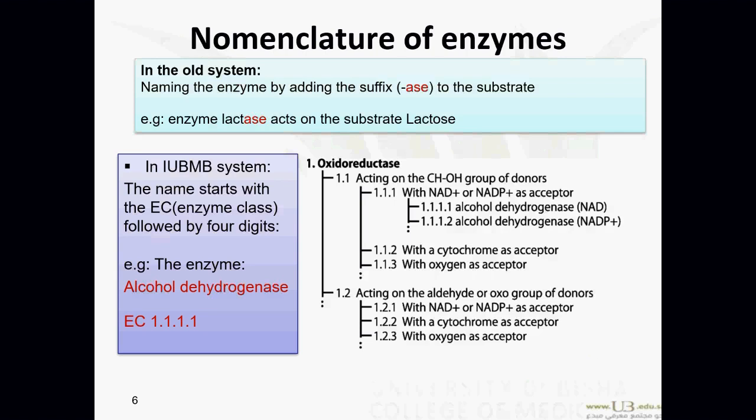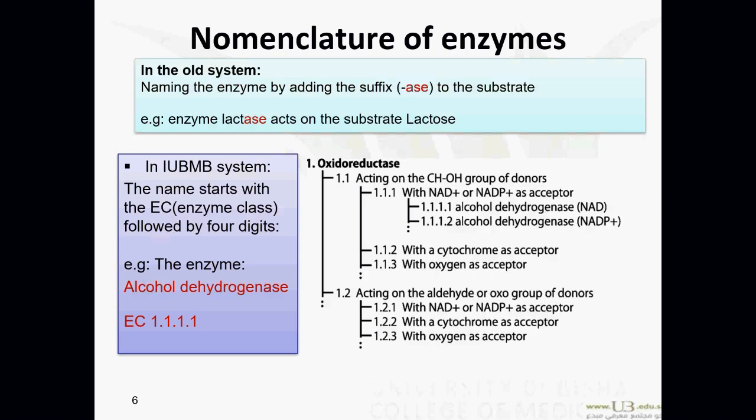So the first one will be for the NAD, the oxidized form, which will be reduced to NADH by accepting the proton of the hydrogen, and this is the alcohol dehydrogenase, which is activated by the NAD. The other type of the alcohol dehydrogenase, where the acceptor is NADPH, is given the last digit as 2 instead of 1. So you can go to that level of the specific enzyme which activates the specific oxidation reduction reaction.